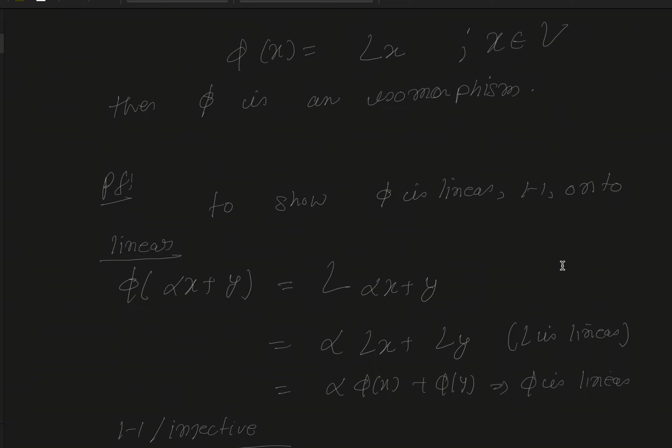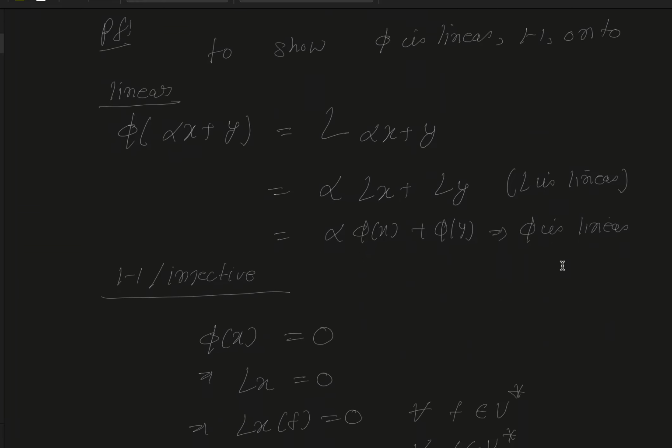So what is phi of alpha x plus y? It is nothing but L of alpha x plus y. And now since we already know that L is linear, that we just proved earlier, we can say alpha times Lx plus Ly, and again Lx I can replace by phi of x, and Ly I can replace by phi of y. So in this way we proved that phi is linear.